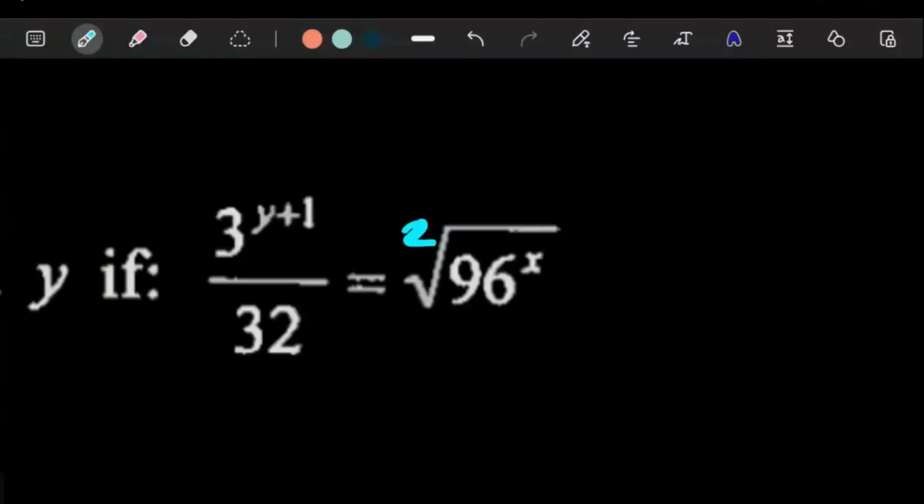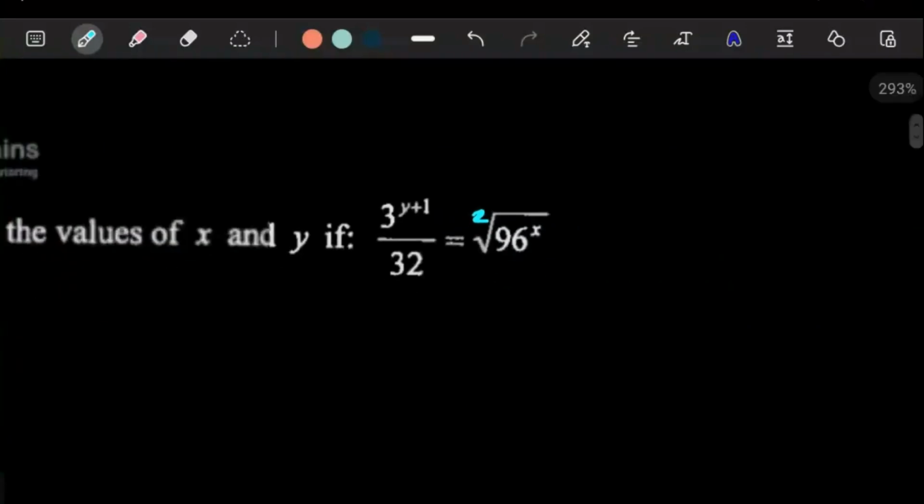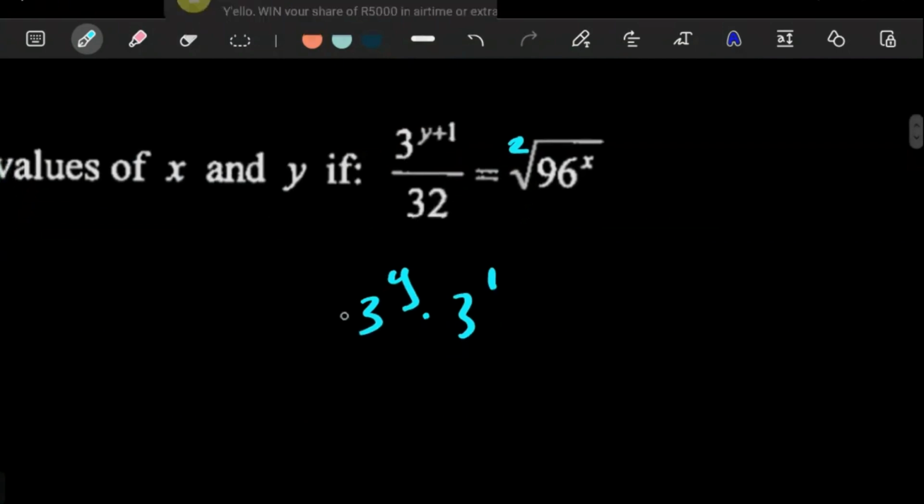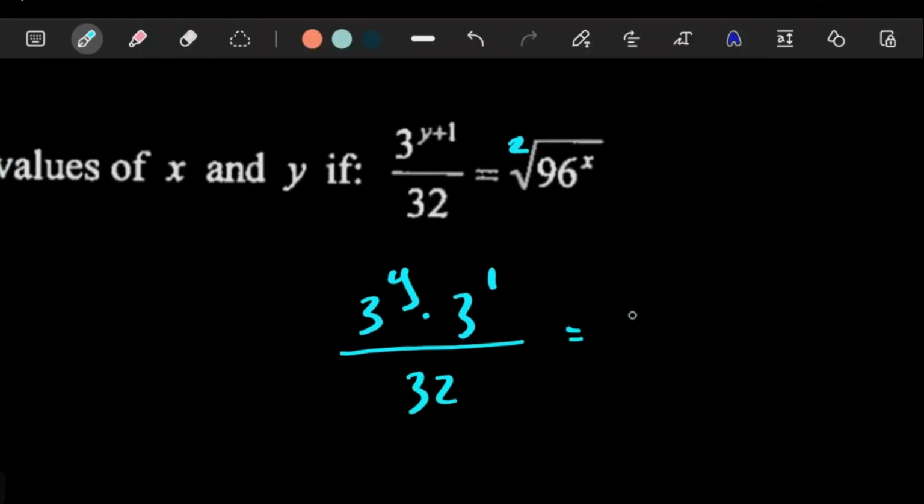But anyways, let's see. The strategy with a question like this is, firstly, mixing both sides may not be very ideal. If push comes to shove, we could mix, but let's see. 3 to the power of y plus 1. We can write it like this. The bottom part here is 32. The right hand side, let's see, this tiny 2, let's just leave it for now. Maybe the issue is the exponent being x here.